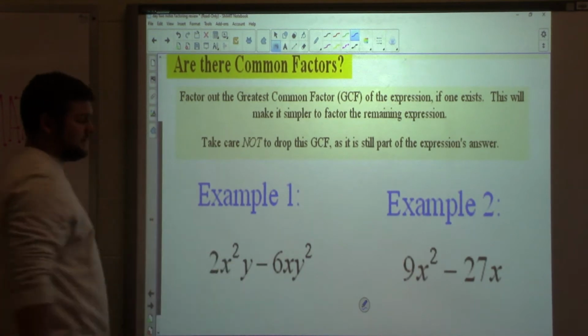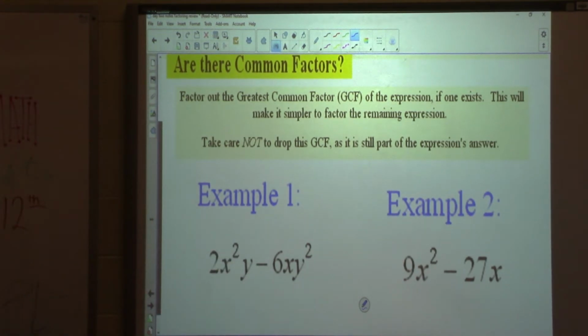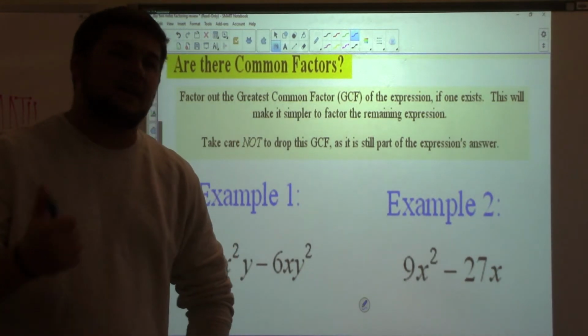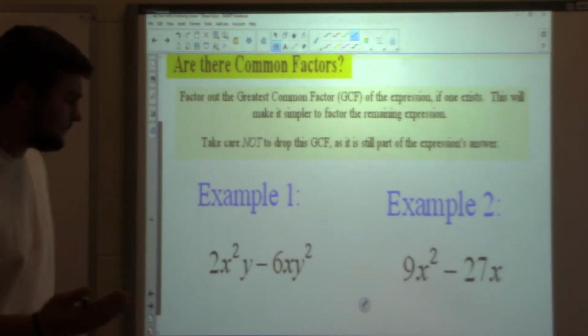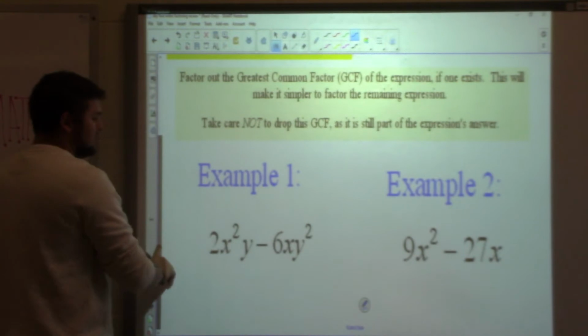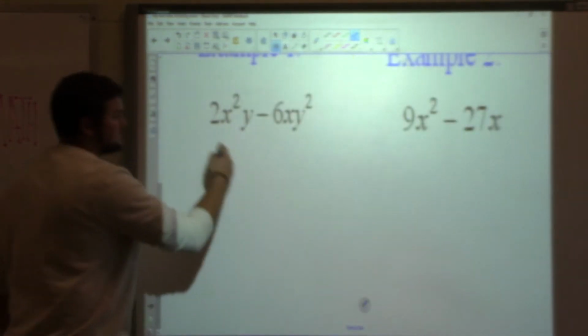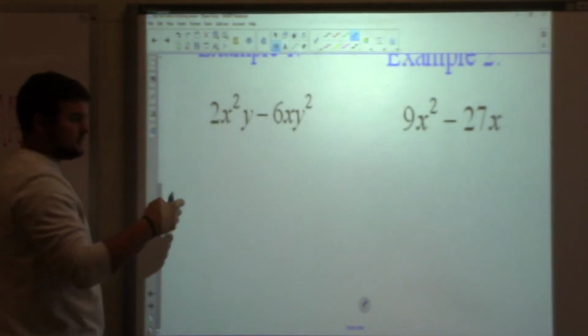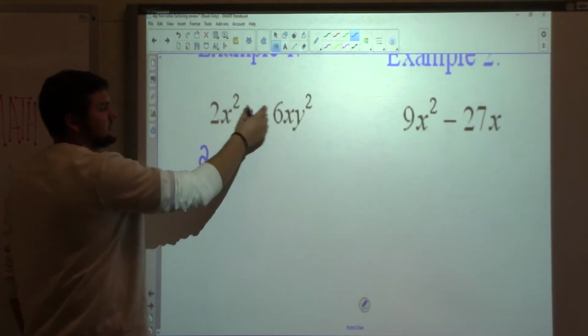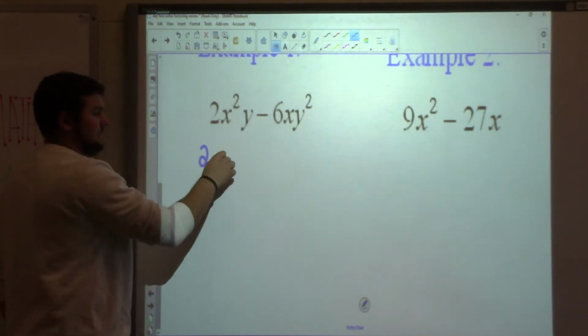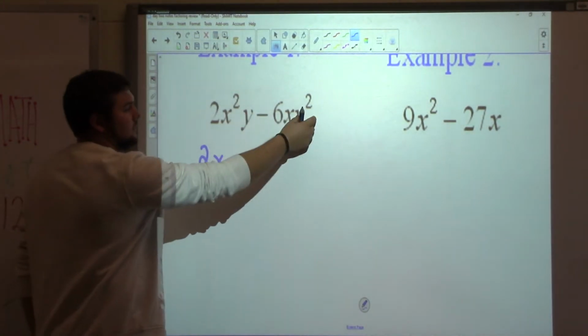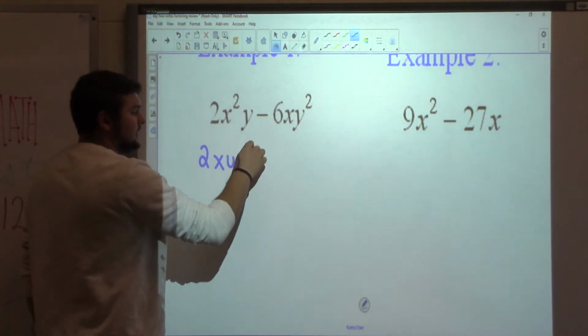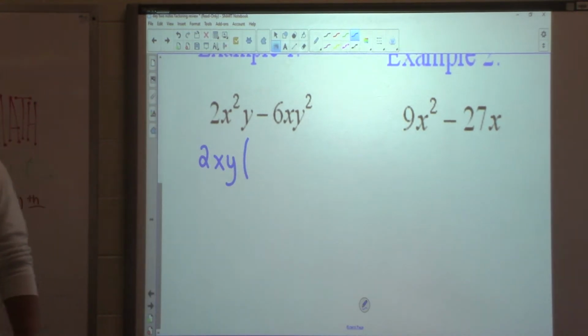So example 1, 2x squared y minus 6xy squared. The first thing I should look for is, do they have common factors? And yes, they do. If I look at it, 2 and 6, what's the greatest common factor between those? 2. So 2, x squared and x, the greatest common factor would be x. Y and y squared? Y. So I'm going to pull that whole thing out, 2xy.